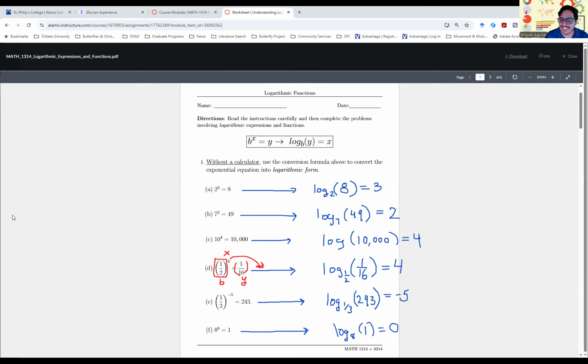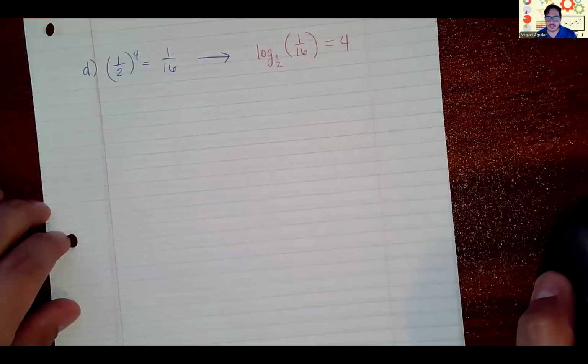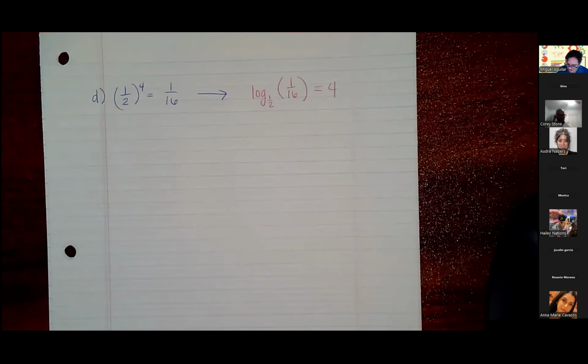All right. So I want to show you guys for maybe one of these harder ones that you can check your work in the calculator. Let's look at D, which was 1/2 to the 4th power equals 1/16. And we said that that converted to log base 1/2 of 1/16 equals 4. Okay. So for a moment, just bear with me. Let's go back over to the document cam just so that we can pull up the calculator.